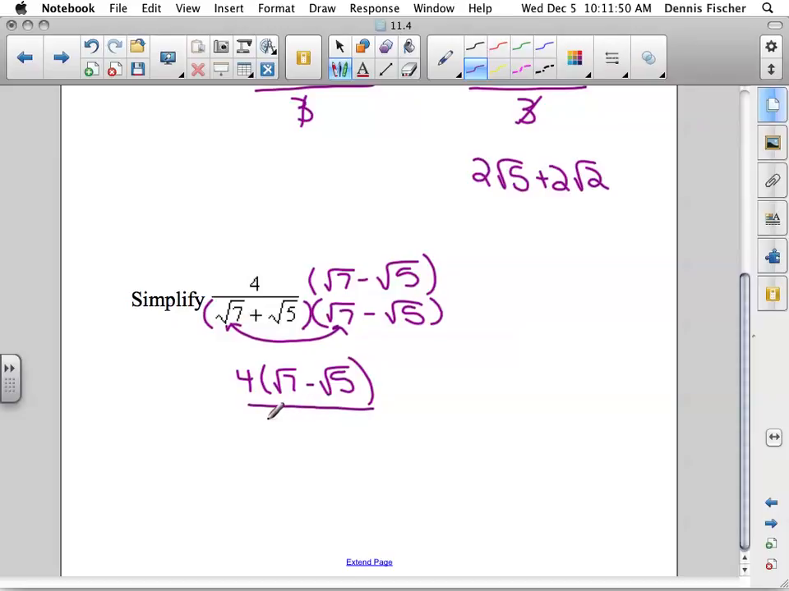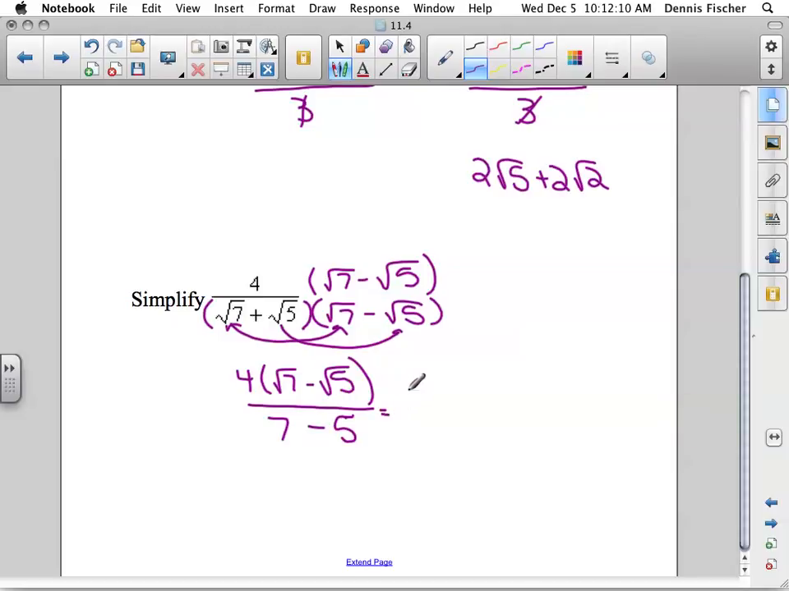What's nice about multiplying by the conjugate is that there is no middle term. Square root of 5 times square root of 5 is 5. Somebody asked me first hour, how do I know what this sign is? It's one plus and one negative, so it's always going to be negative.